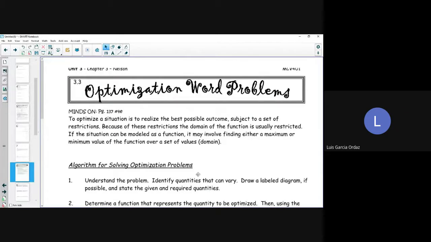So we're going to start with optimization word problems. To optimize a situation is to realize the best possible outcome subject to a set of restrictions. Because of these restrictions, the domain of the function is usually restricted. If the situation can be modeled as a function, it may involve finding either a maximum or minimum value of the function over a set of values, which is the domain.